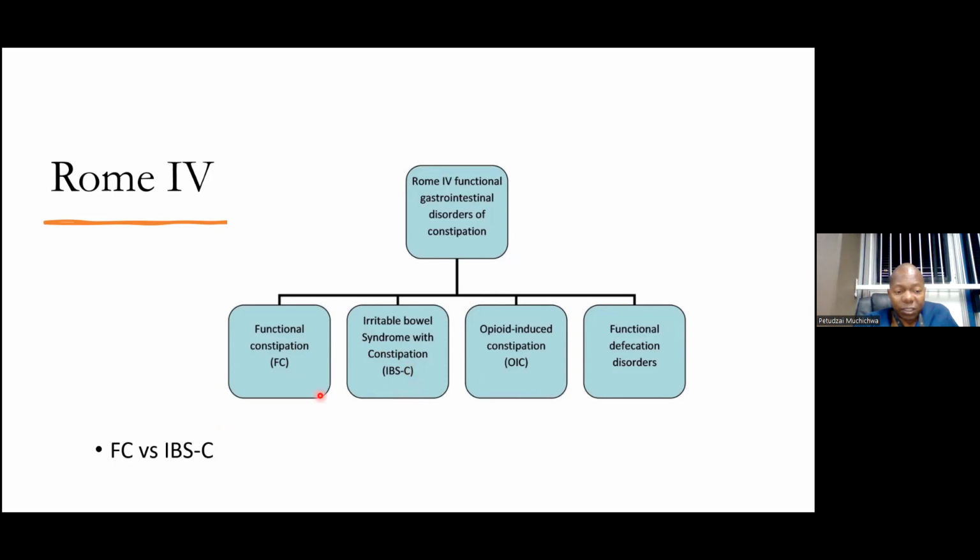We often have to distinguish between these two, and the key distinguishing feature there will be pain. In IBS with constipation, the pain decreases after bowel movements or after passing flatus. Whereas in functional constipation, in addition to infrequent and difficult emptying, there is actually tension there. So that will be the distinction between these two, often from clinical history. Number three on the Rome IV classification will be opioid-induced constipation, and then functional defecation disorders.